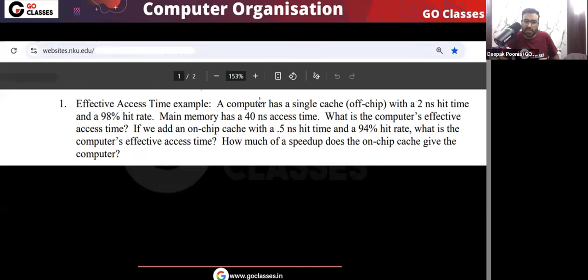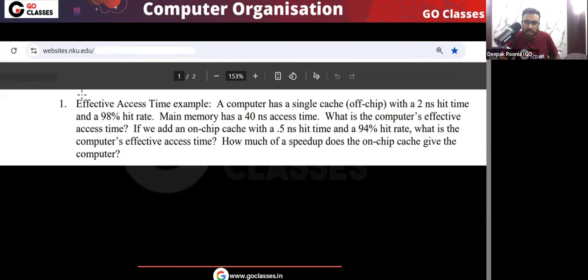The first part is saying that we have a computer with a single level cache memory, and this is off chip, meaning this is not on the processor chip. This is off chip with 2 nanosecond hit time. So this is the cache memory access time, 2 nanosecond, hit rate 98%, and main memory access time, that is 40 nanosecond. So what will be the average memory access time?